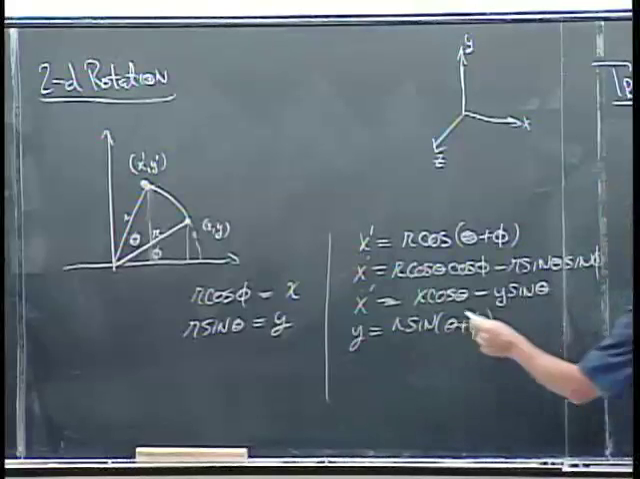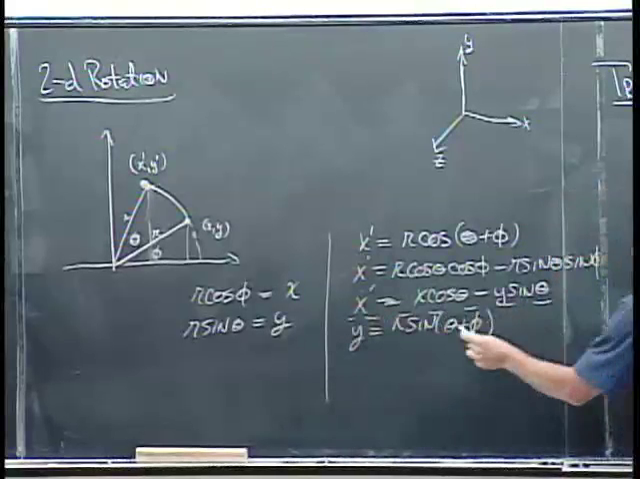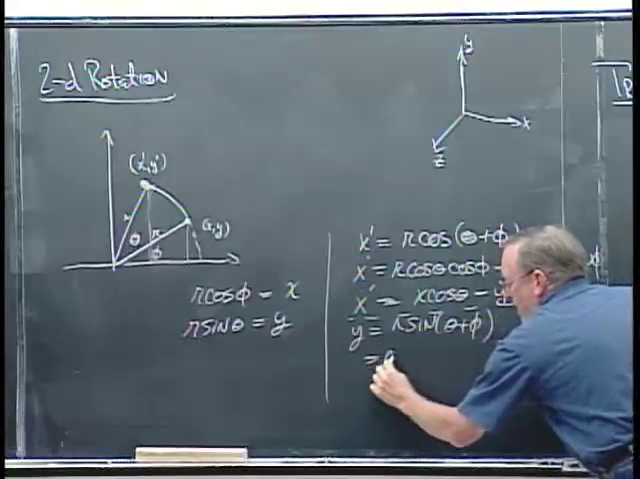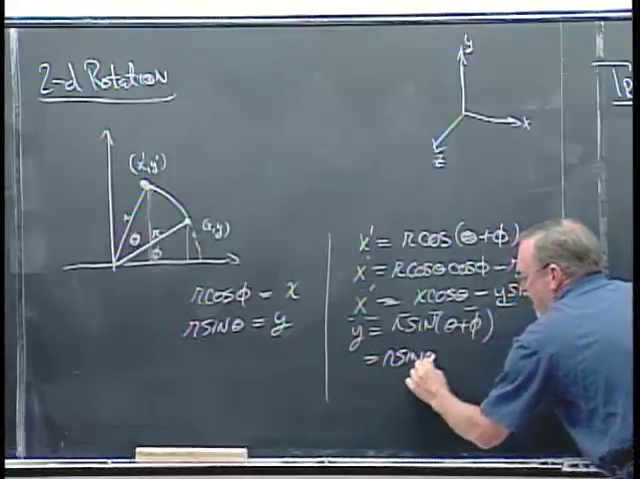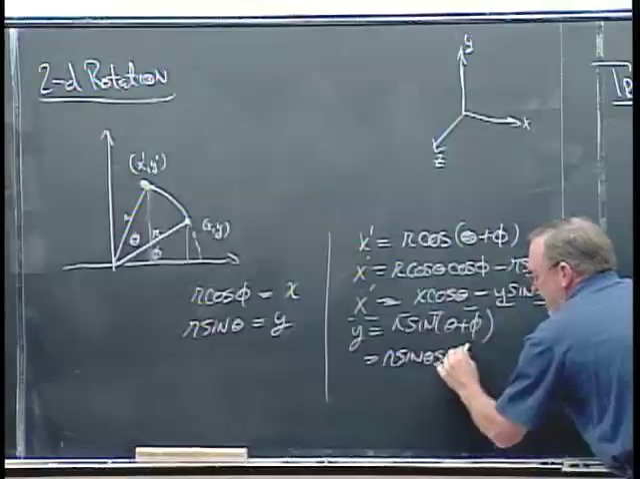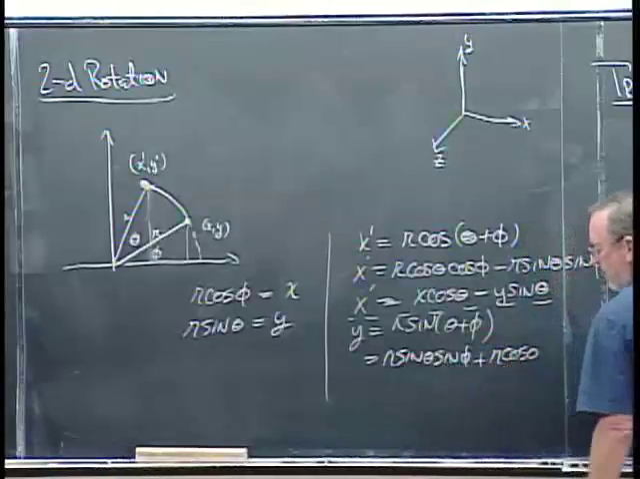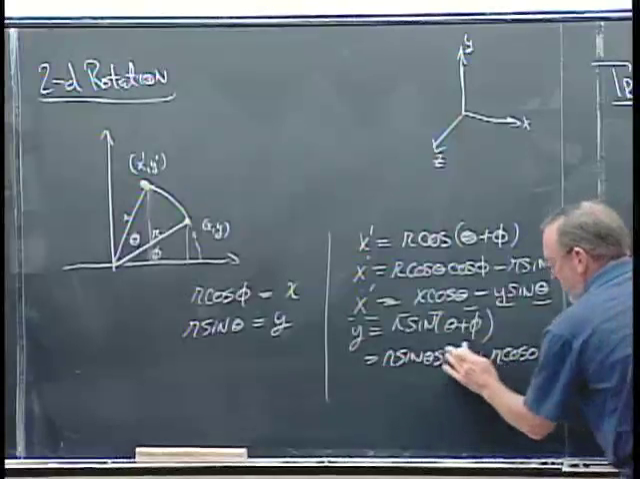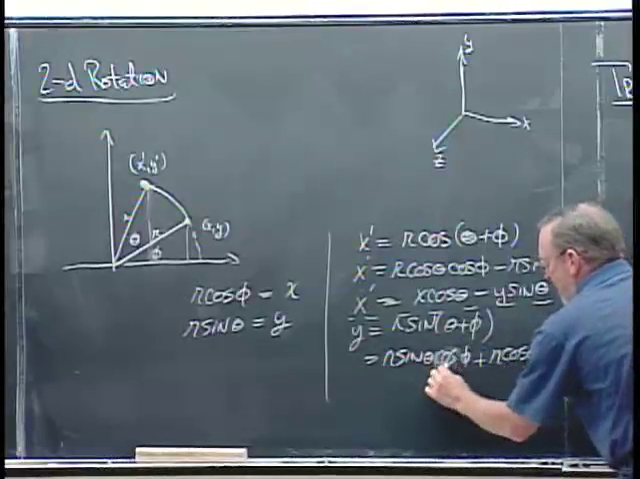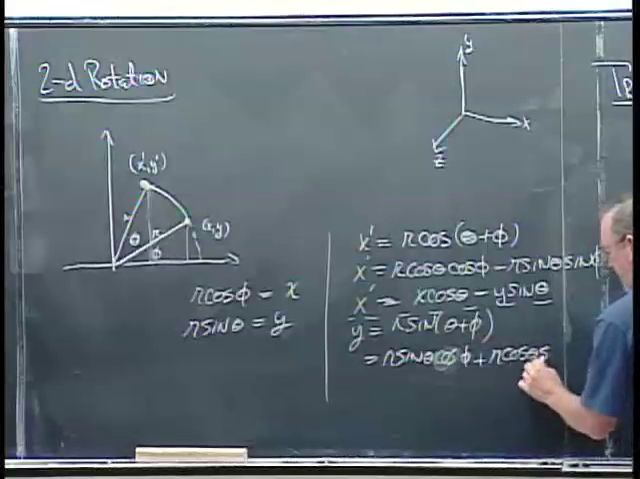And if I expand this one out here, I get r sine theta sine phi plus r cosine theta. No, that's not right. Let me try it again. That's cosine phi. R cosine theta sine phi.